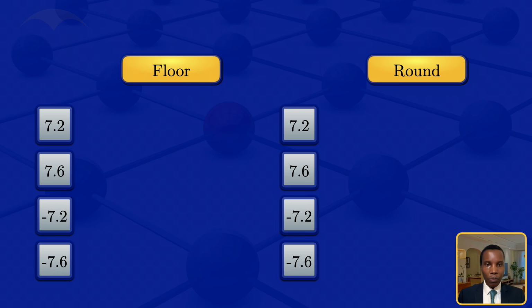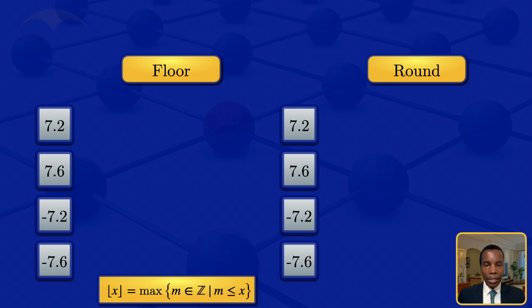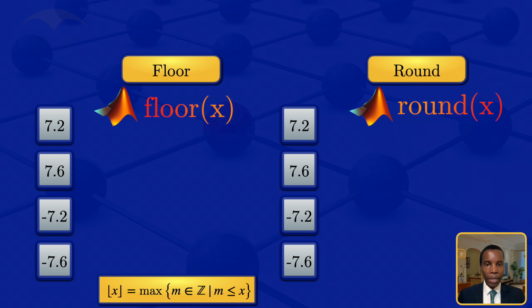By definition, the floor value of a number x is the greatest integer that does not exceed x. When we're in MATLAB, the command for the floor value is floor, and the command for rounding to the nearest integer is round. But in this video, I'm not going to use MATLAB. I'm going to be illustrating that these two can give different values.